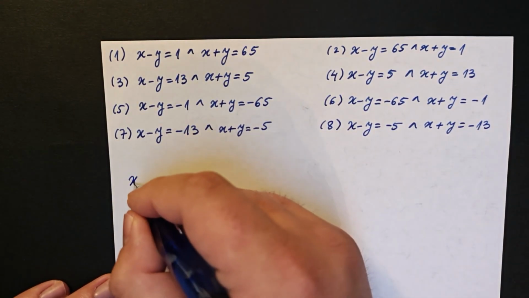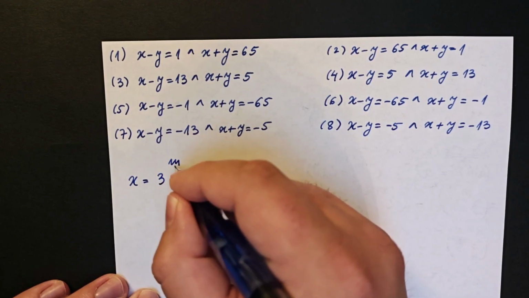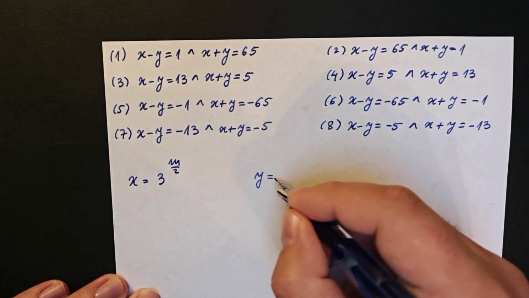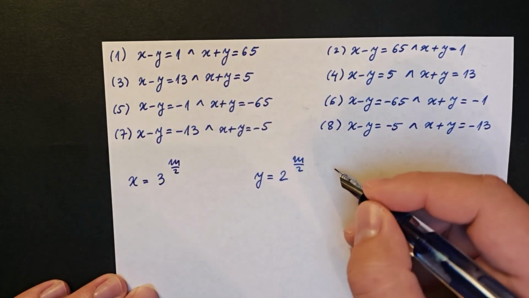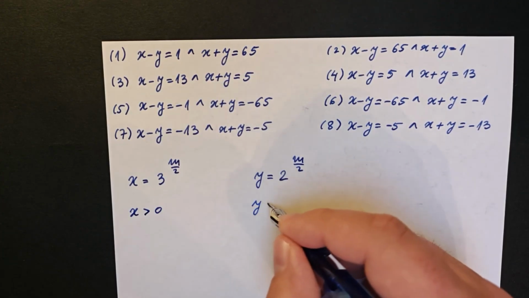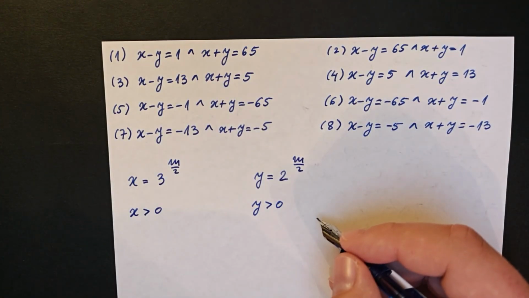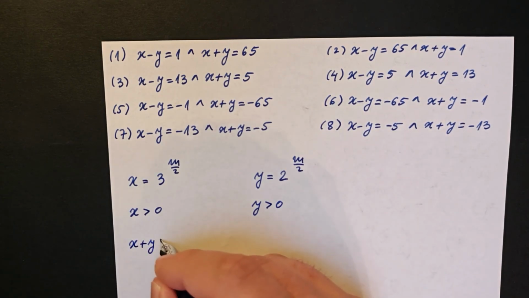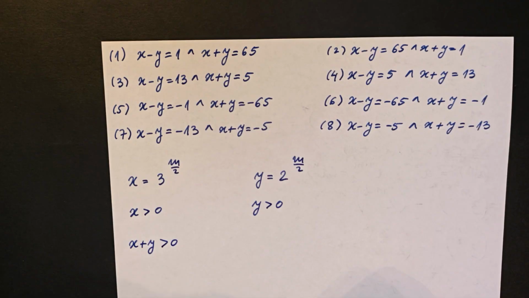Now remember that x was defined as 3 to the power m over 2 and y was defined as 2 to the power m over 2. Therefore, x is larger than 0 and y is larger than 0. That means that x plus y has to be larger than 0. So all of these cases where x plus y has a negative solution are not going to give us any solutions of the problem.